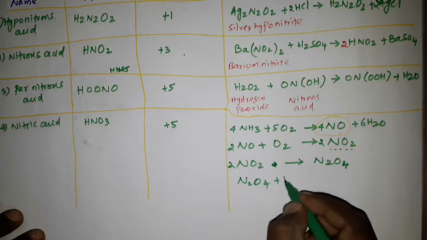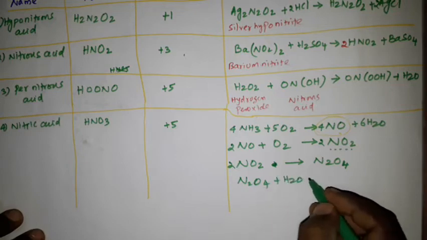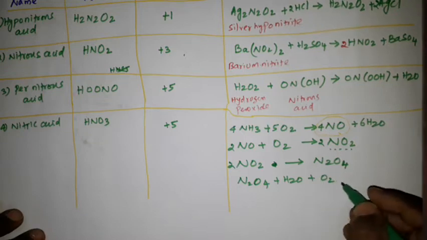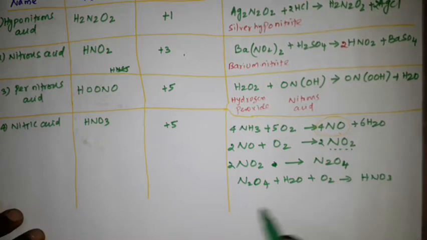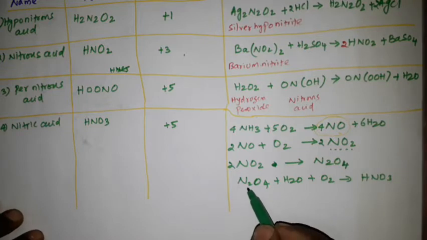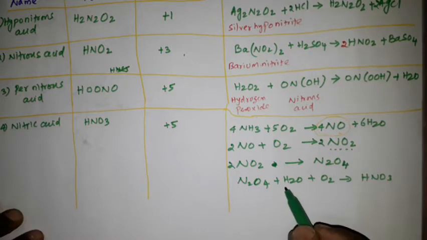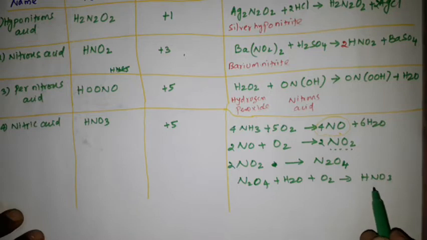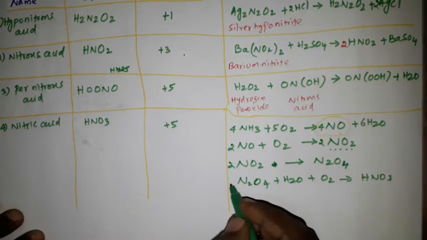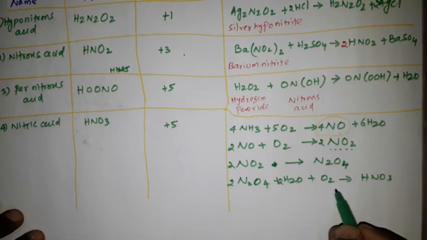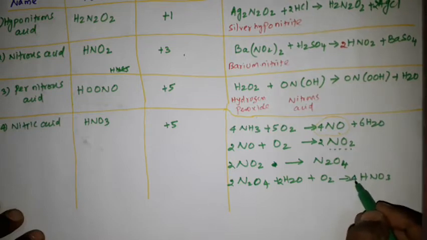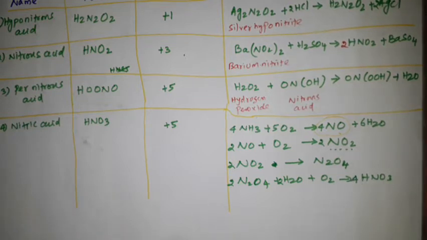Then this dinitrogen tetroxide, N2O4, reacts with water H2O, then plus oxygen, we will get nitric acid HNO3. This is step number 4. Dinitrogen tetroxide plus water plus oxygen, we are getting nitric acid. Clear? Now balance the equation, put 2 here, then 2 moles of water, then oxygen, no need to balance, so we will get 4 HNO3. Clear?